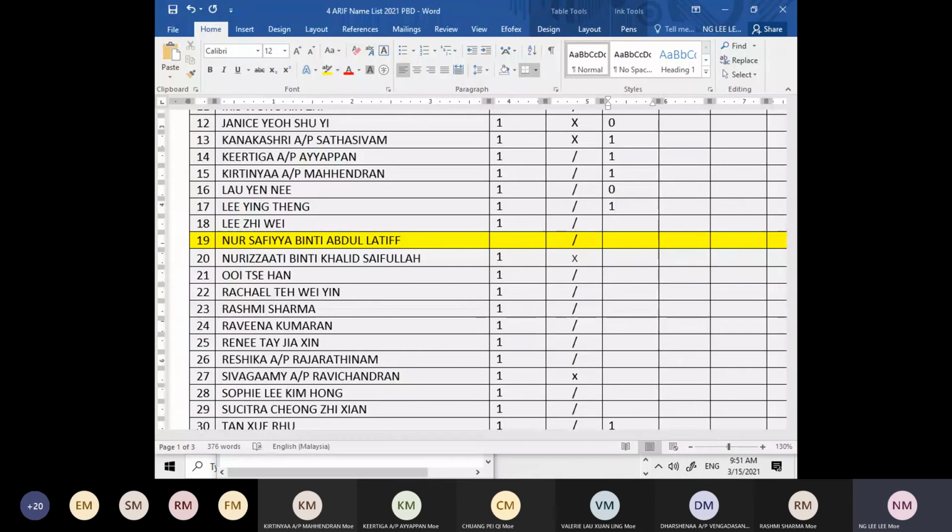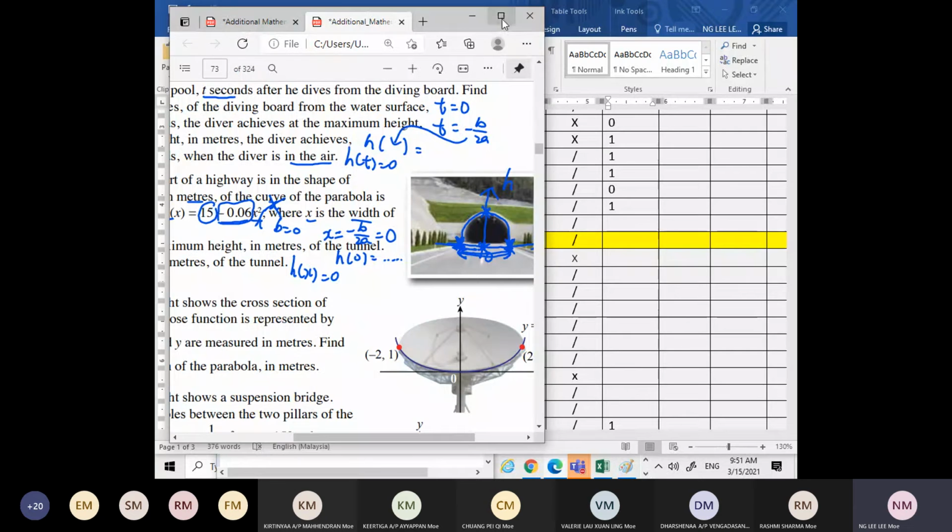I give you 1 mark. Okay, next girl is Ziwei. Okay, get ready, Ziwei. Okay, let us see the questions.